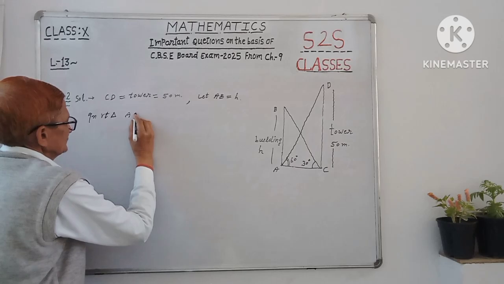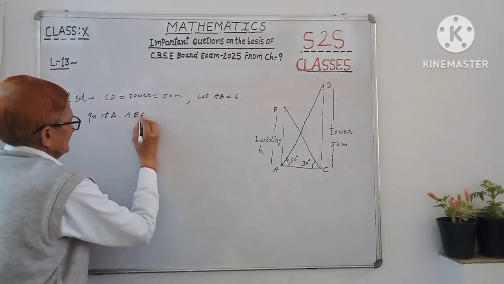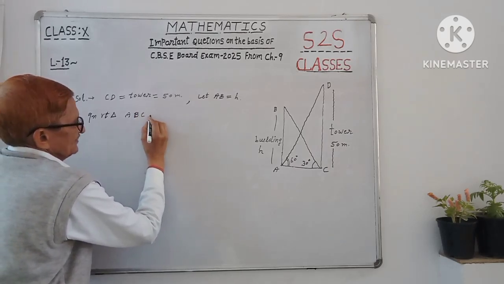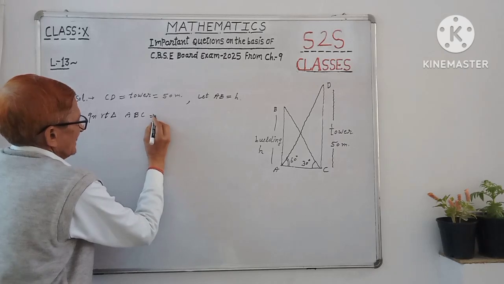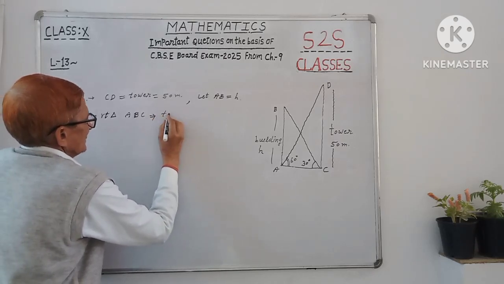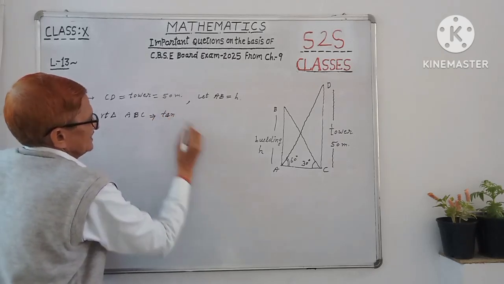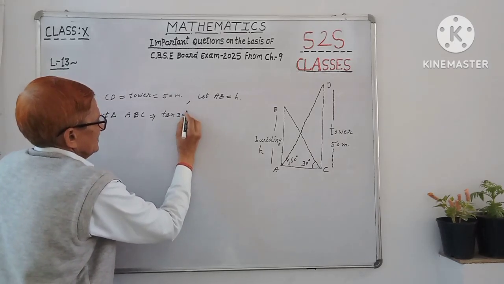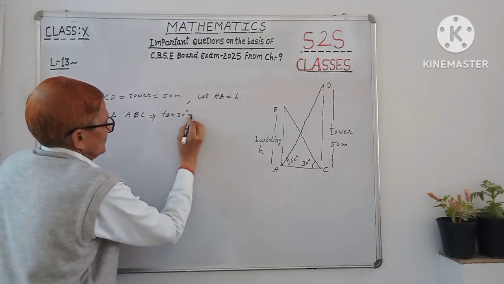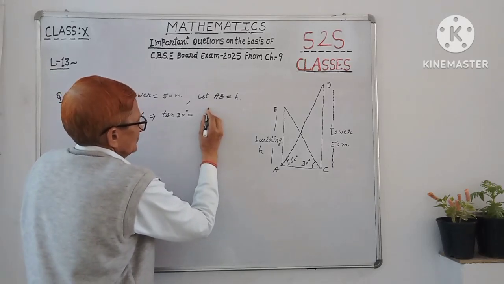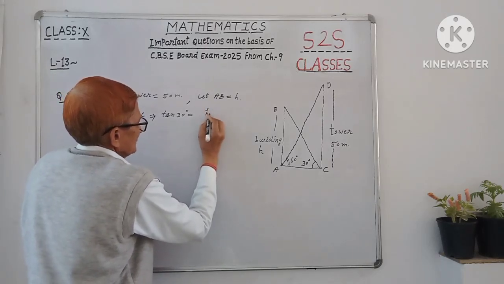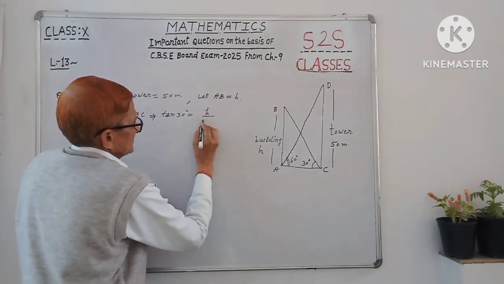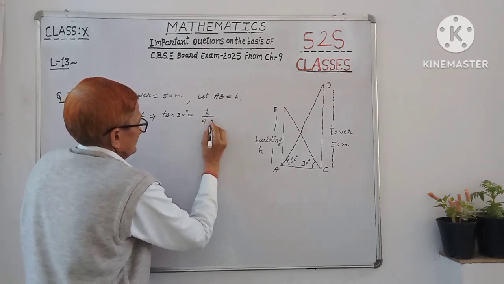Any right triangle you can take first. In right triangle ABC, tan theta. Theta is angle C, 30 degree. Tan 30 degree is equal to opposite side AB, H, upon adjacent AC.